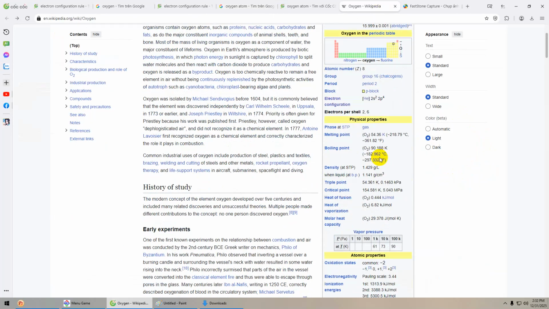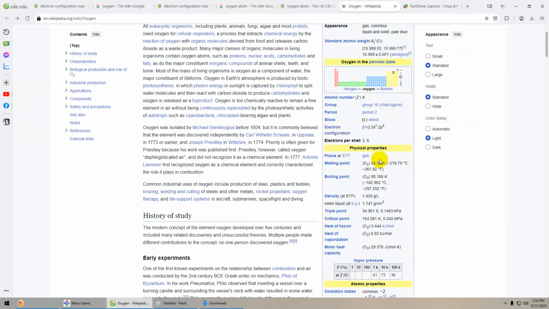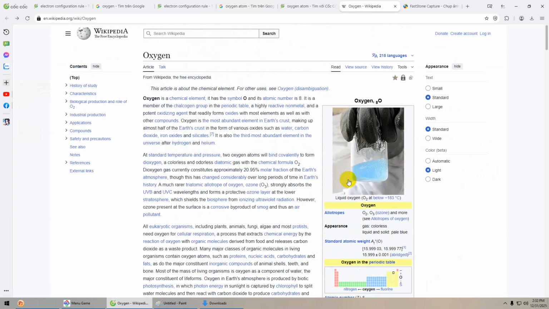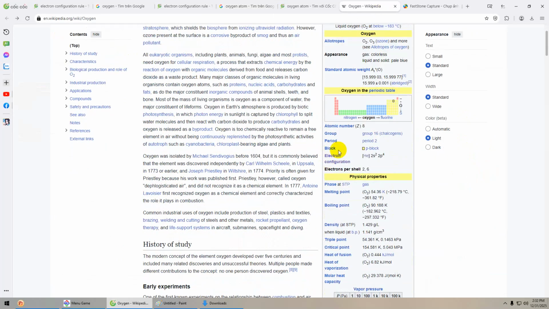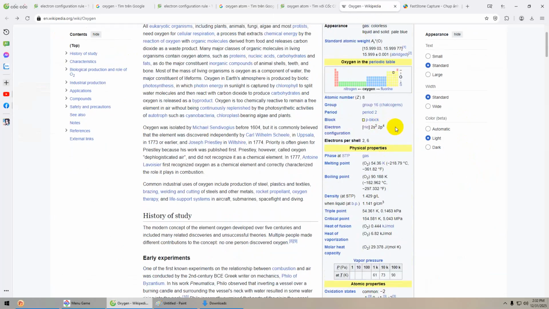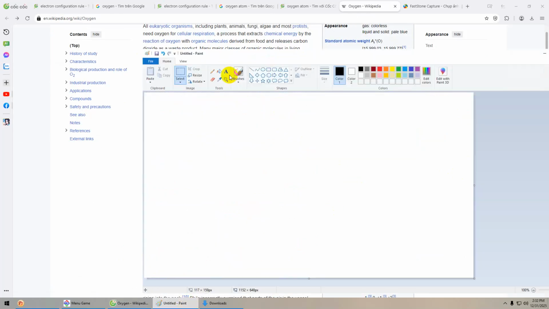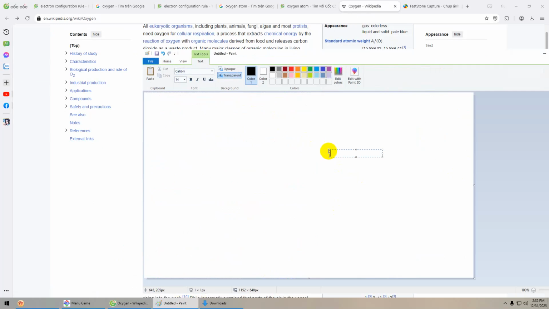Another way: when you Google the oxygen atom, you see its electron configuration. For example, you go to Wikipedia, and you see the electron configuration is 1s2 2s2 2p4. Why is that? Why do we see these numbers? What does this mean? First of all, we know that an atom is a quantum object. It means it has discrete values.